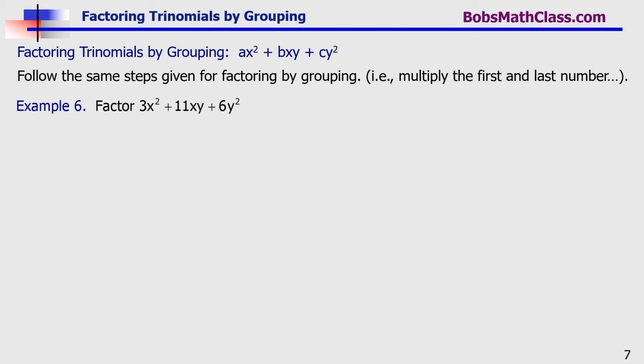We're still going to follow the same steps. Multiply the first number and the last number. That'll be 18. So it's just 18. There's not a variable in this part of the problem. Just 18. Now we're going to list the factors.